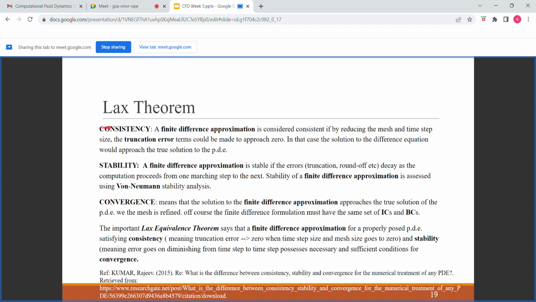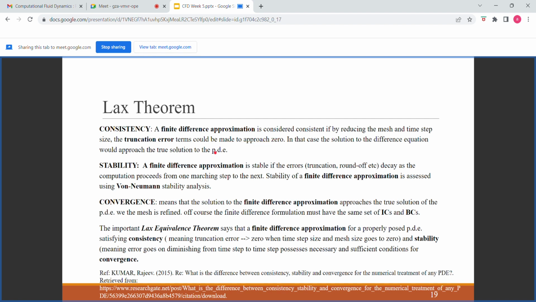Consistency here is defined as follows: a finite difference approximation is considered consistent if, by reducing the mesh and time step size, the truncation error terms can be made to approach zero. In that case, the solution to the difference equation would approach the true solution to the partial differential equation.